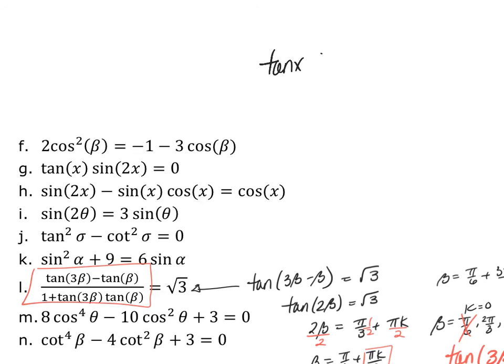Tangent of x times sine 2x is equal to 0. Well, I'm going to take my sine 2x and write it as the double angle, and I'm going to take tangent and write it as sine over cosine. So tangent is sine x over cosine x, and sine 2x is 2 sine x cosine x.